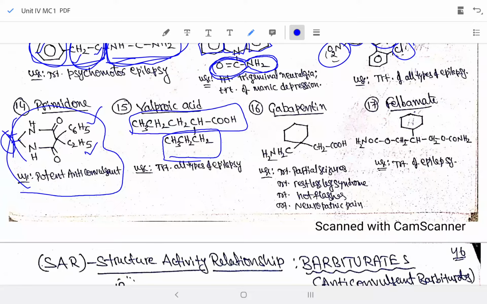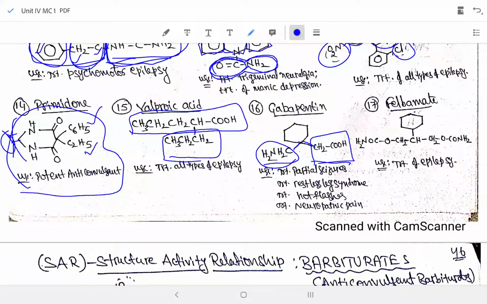Gabapentin. It's a cyclohexane ring with 2 substituents. One is methylamine, CH2NH2, the other one is acetic acid, CH2COOH. And gabapentin has many uses. It is used in treatment of partial seizures, restless leg syndrome, hot flashes, and neuropathic pain. Neuropathic pain is pain due to neuronal reasons.